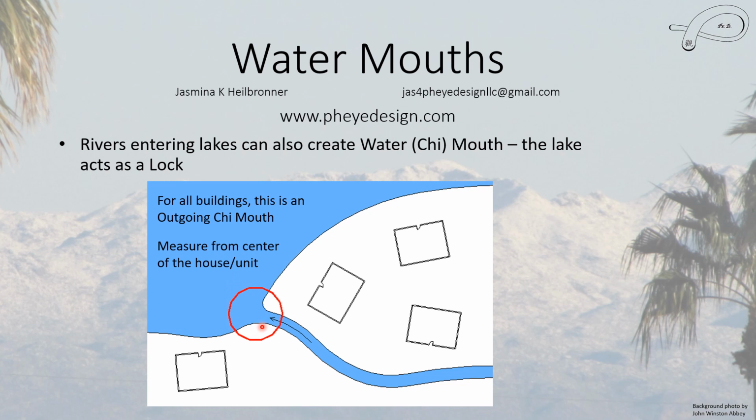If this is a lake, all these houses will receive the Qi, especially the houses on the same side of the lake as the river coming in. And usually lakes have more than one river coming in. And so most houses that are near a lake actually have a decent chance of having a Qi mouth they can use. The lake itself acts as a lock because it goes from flow to very little movement of water in the lake. There is some movement, but it's very slow and very low compared to a river. So it automatically locks it, the lake itself.